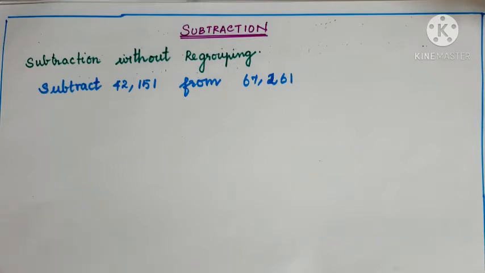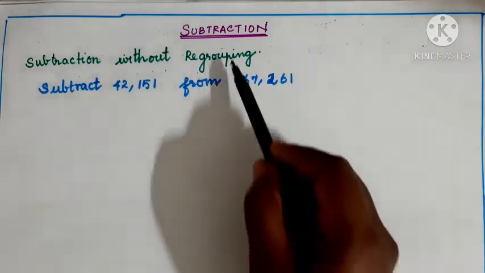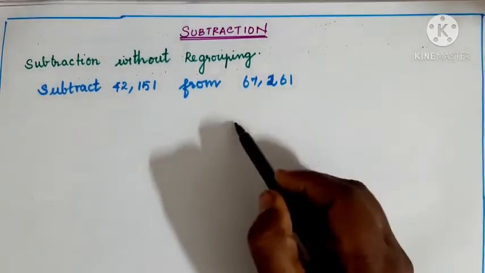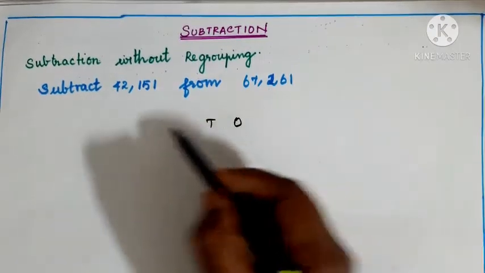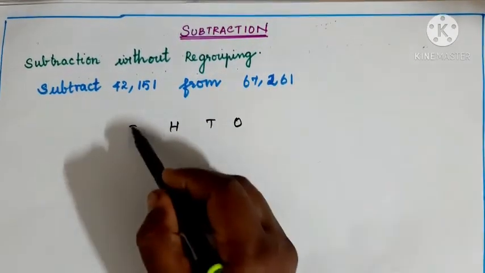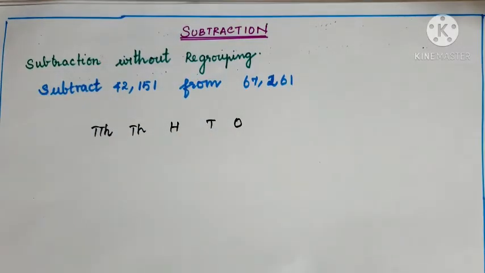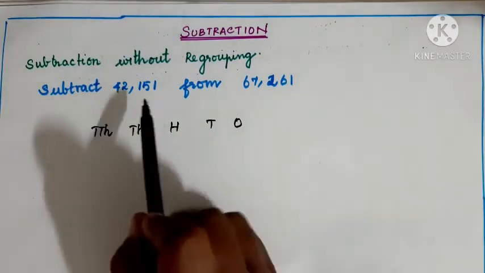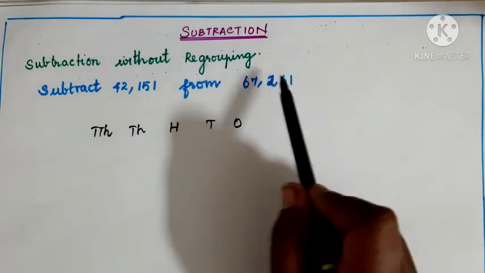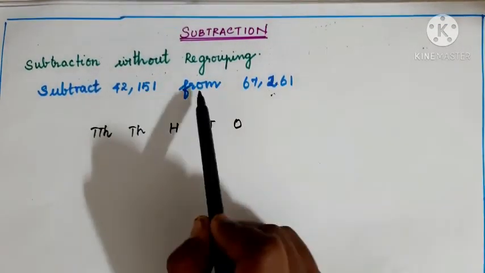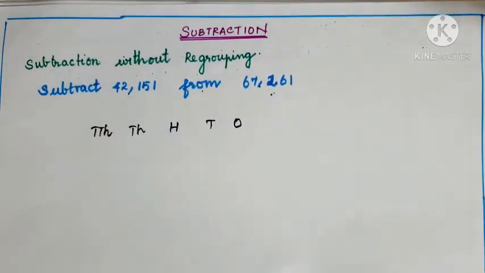Fine. Now we are going to subtract without regrouping. So first you have to write the place value of all the numbers: ones, tens, hundreds, thousands, ten thousands. Next, find which is the bigger number. This is the bigger number, so from this you are going to subtract this.